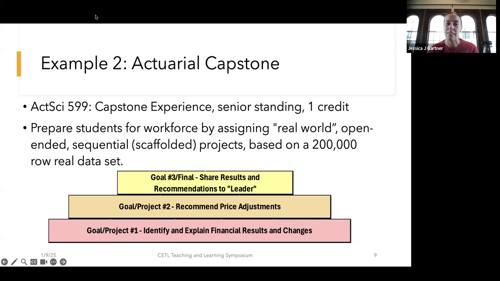It's blinded and there's not any real people's information in it or anything, but it is a real data set. And so ultimately, we want to give this to the students and tell them to analyze and explain the data set, which is the most simple way to say what the goal is. But how do you analyze a 200,000 row data set? What does that mean? And how can you explain that big of a data set?